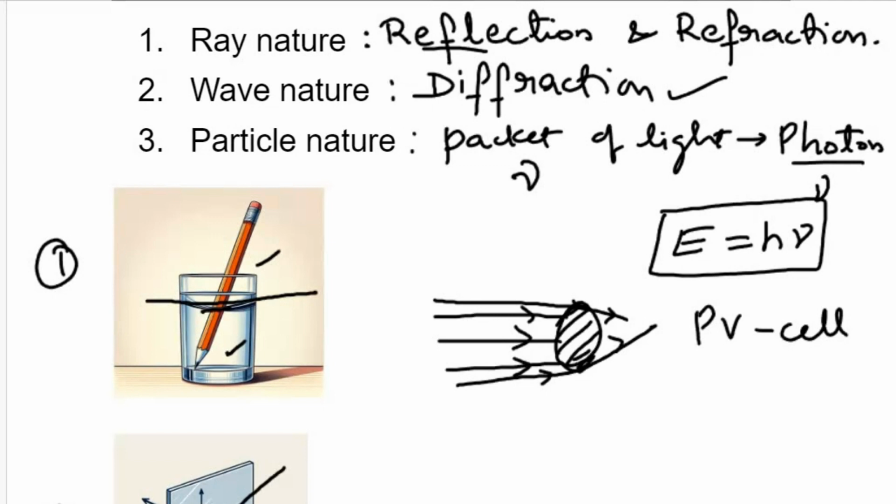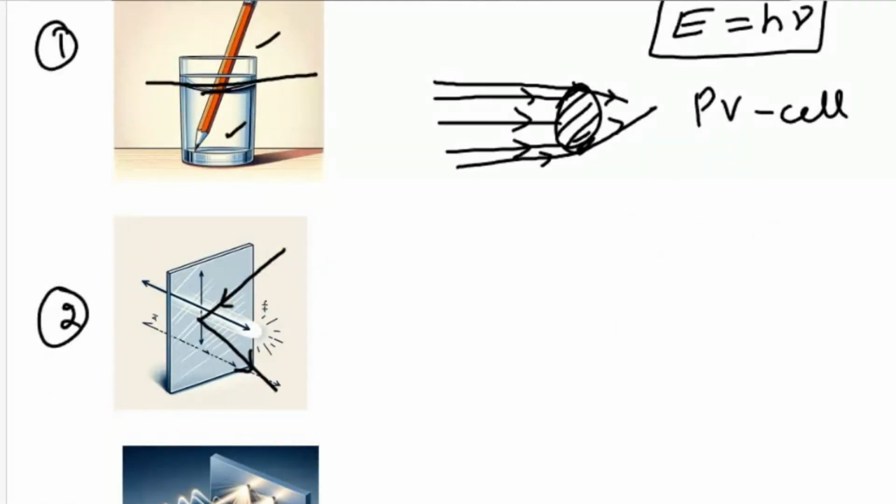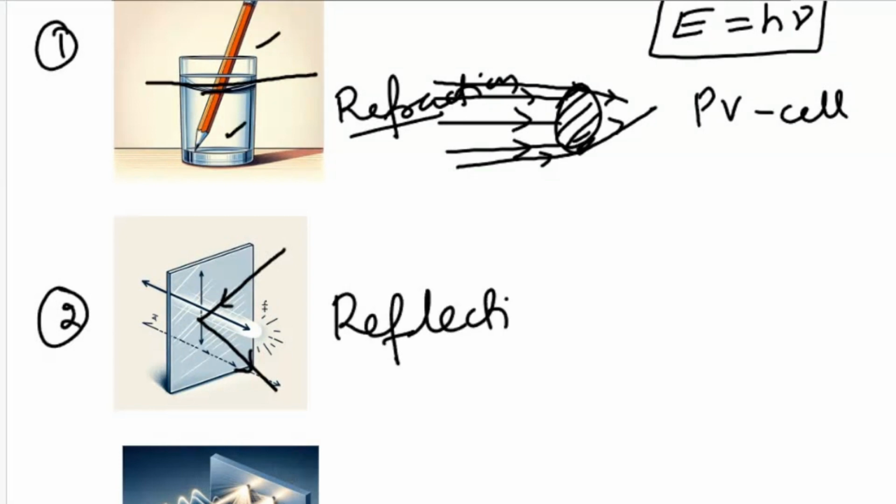So light has a ray nature, wave nature and particle nature. So these three are the diagrams. The first one is about bending of a ray of light, so refraction of light at the medium of separation. The second one is a bouncing back of a ray of light when it is incident on a polished surface, that's about reflection. And the third one is the wave nature of light, that is diffraction. Diffraction means when light passes through the slits, at the edges of the obstacle light is just bending, and that is called diffraction.